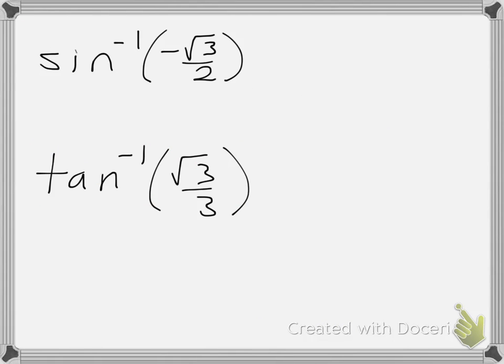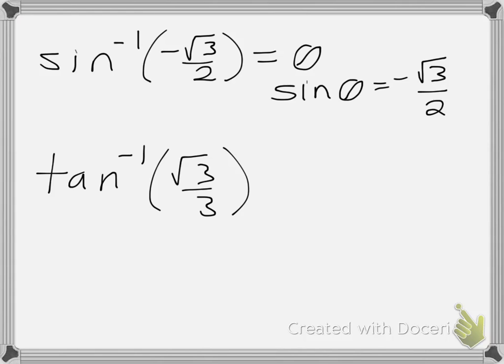So let's look at this first one. Inverse sine of negative square root of 3 over 2. I like to think of these in the reverse sense. So let's make this equal to some value, and we'll call it theta. I'm using theta because generally this is referred to as an angle. So I can say then that sine of this theta is equal to negative square root of 3 over 2, just by rules of inverses.